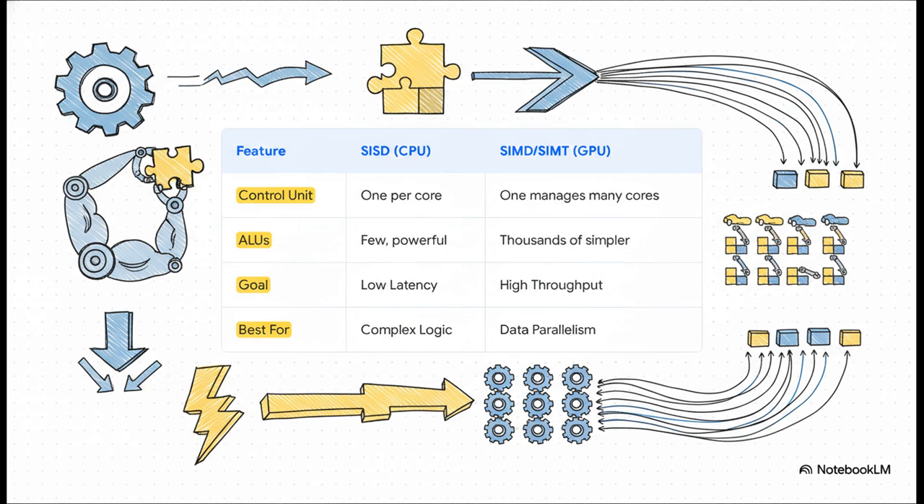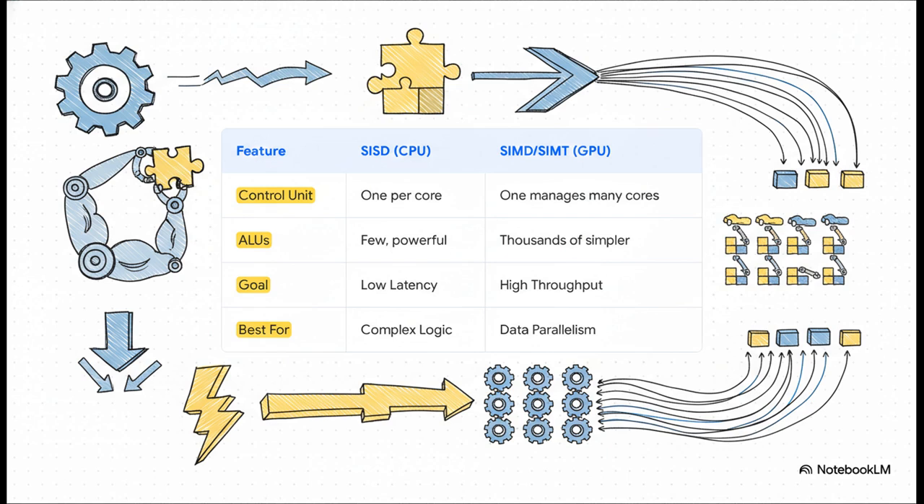Look at the CPU, our SISD model. Its main goal is low latency, which is just a fancy way of saying finish one single complex task as fast as humanly possible. To do that, it has just a few very powerful processing units, or ALUs.